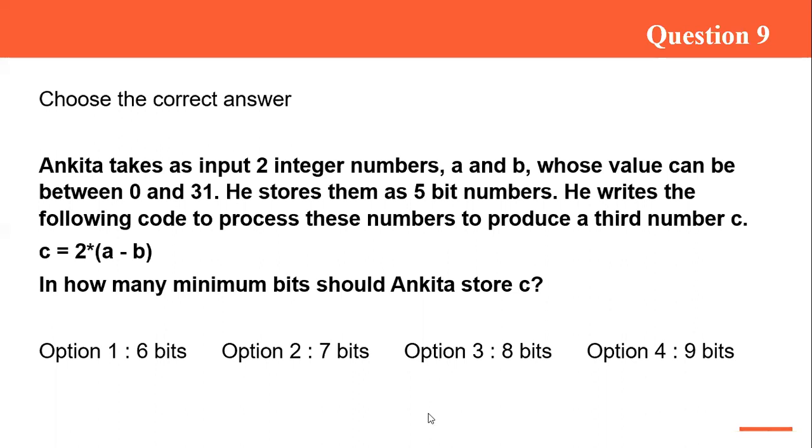Think of both extreme cases. Here also they didn't mention anything like positive or negative number, nothing like that. So we have to store both of them possible. So try to find the extremes, the positive extreme and the negative extreme, both extremes.